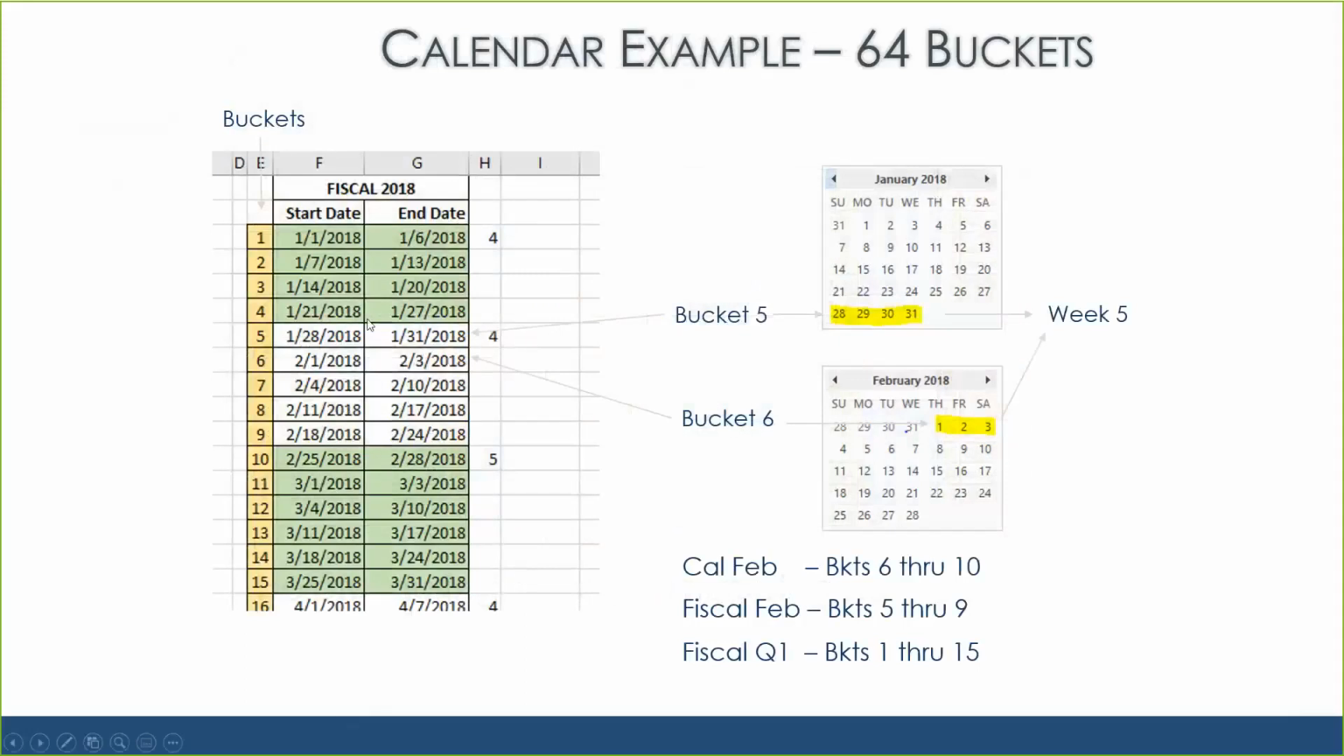As you can see in this example, calendar February versus fiscal February is a different set of buckets where the data is stored within Stratum Server. The calendar February is buckets 6 through 10, so 2/1 to 2/28. Fiscal February is bucket 5. It actually starts on January 28th in my example, down to bucket number 9, February 24th.